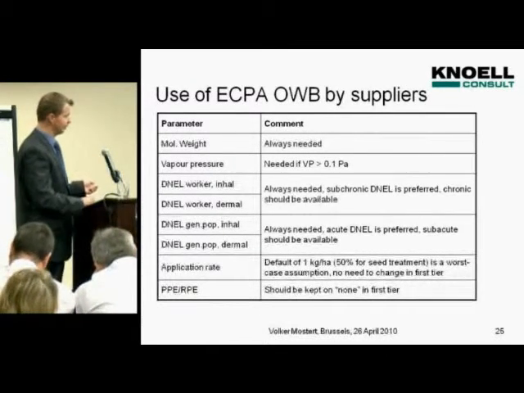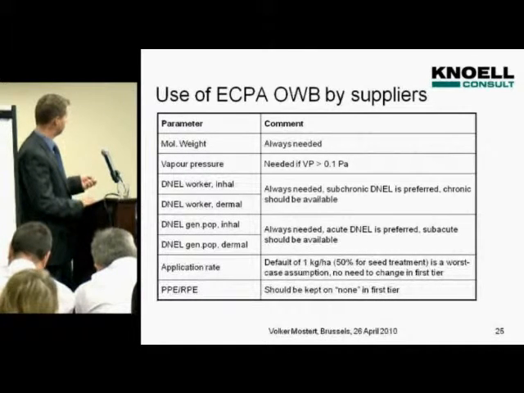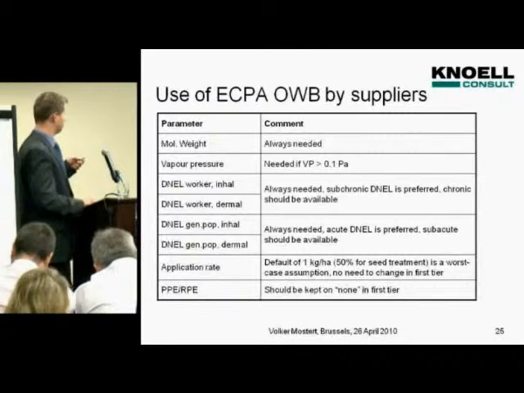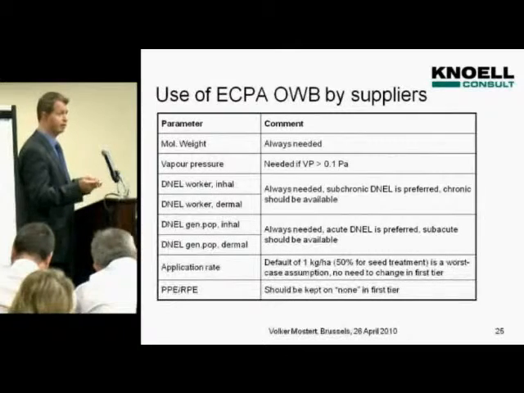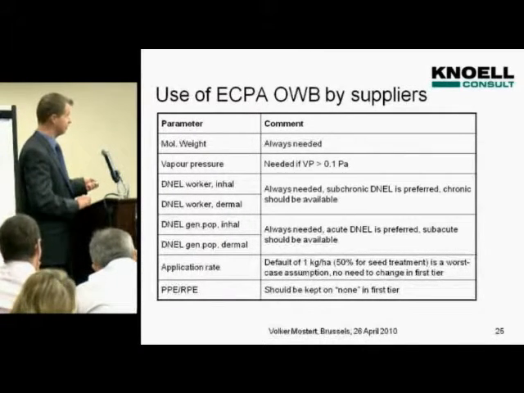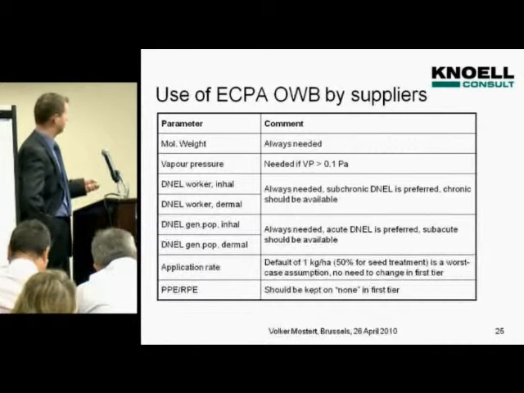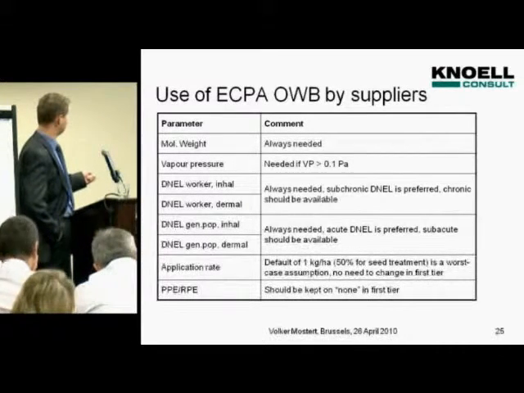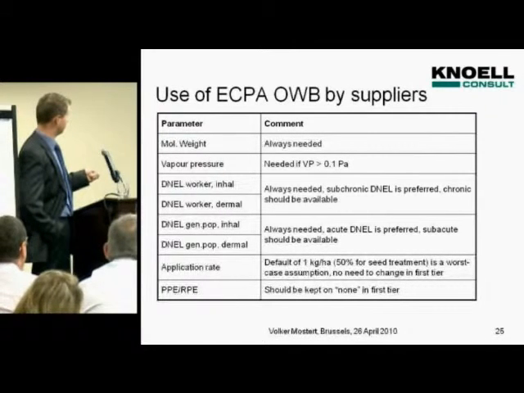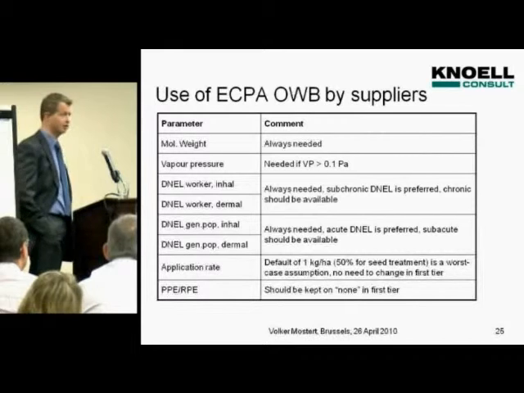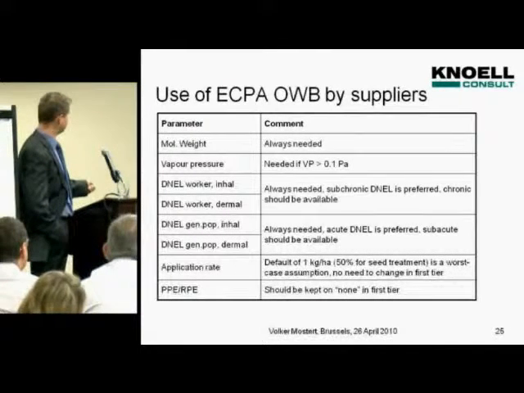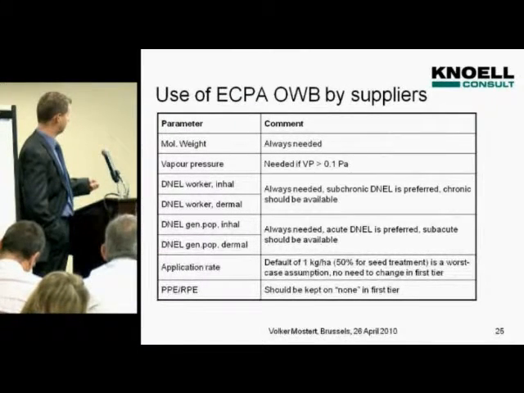Okay, how do we think that suppliers can use the model? What kind of parameters do you need to have, and what is really critical? Of course, you always need a molecular weight, because you need to convert ppm into milligrams per cubic meter at some point. The vapor pressure is needed for volatile substances. That should actually be 0.01, because that's when the vapor expression becomes significant. You need worker DNELs, inhalation and dermal. They're always needed for risk assessment. The subchronic DNEL is preferred, but the chronic should be available.